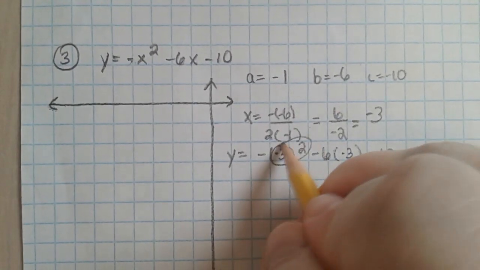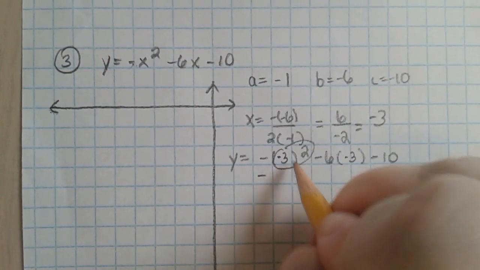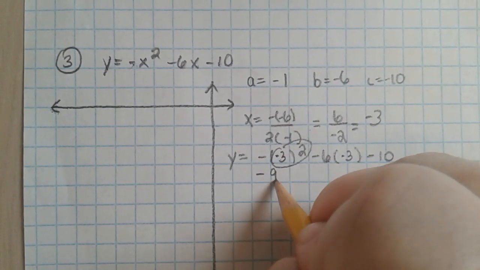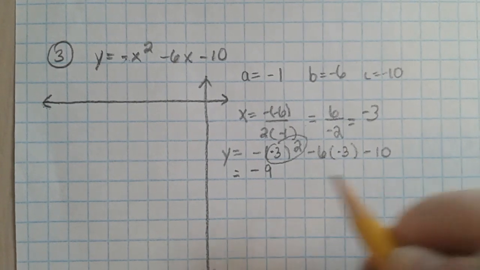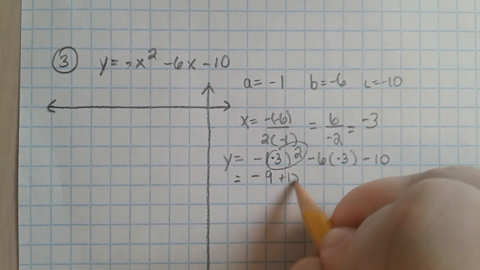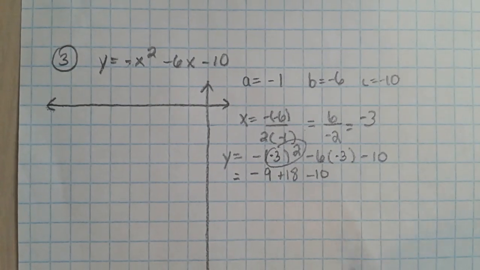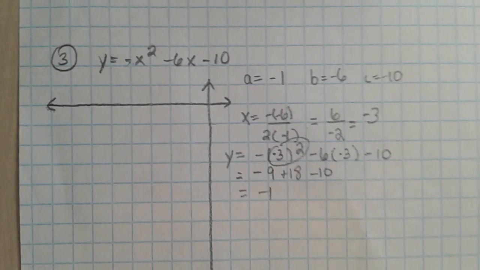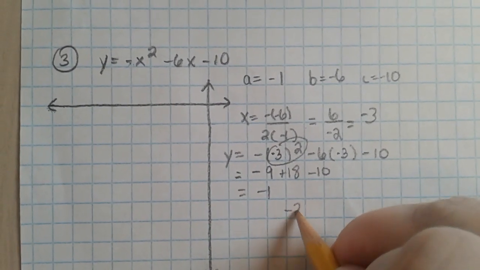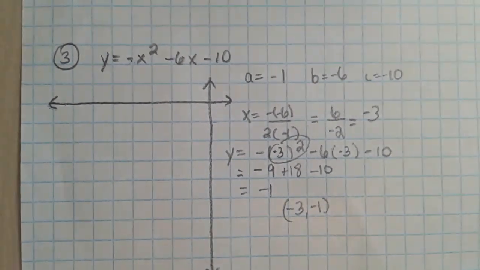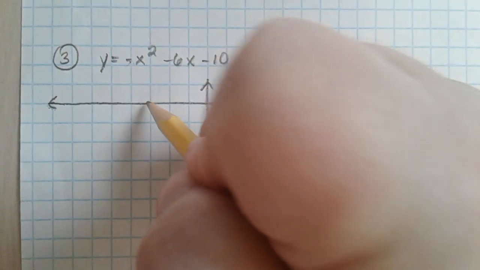Now the first thing I want to do is to deal with the exponent. Okay, so negative 3 squared is positive 9. This is the negative sign that's getting brought down. Negative 6 times negative 3 is positive 18 minus 10. That would give us a total of negative 1. Okay, so that means that my vertex is at negative 3, negative 1. So 1, 2, 3, 1.